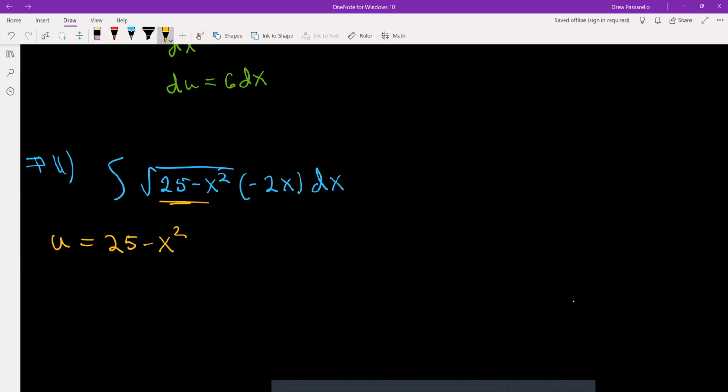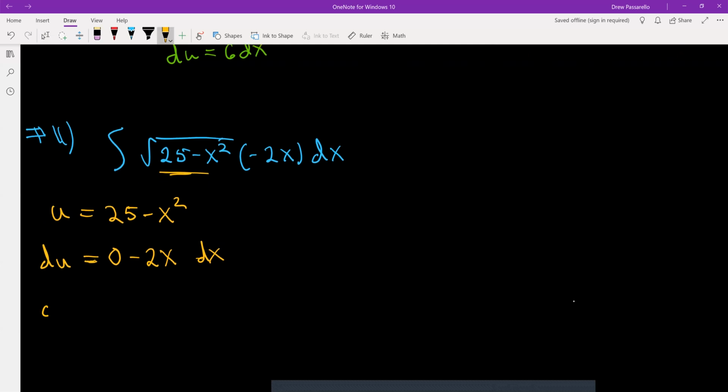So take the derivative, and now I'm just going to write it as du, and then equals the derivative of 25, that's a constant, that's 0. And then the derivative of x squared, that's going to be minus 2x to the 2 minus 1, which is just minus 2x. All right, and then I'll attach the dx to it. So really I have du is negative 2x dx.